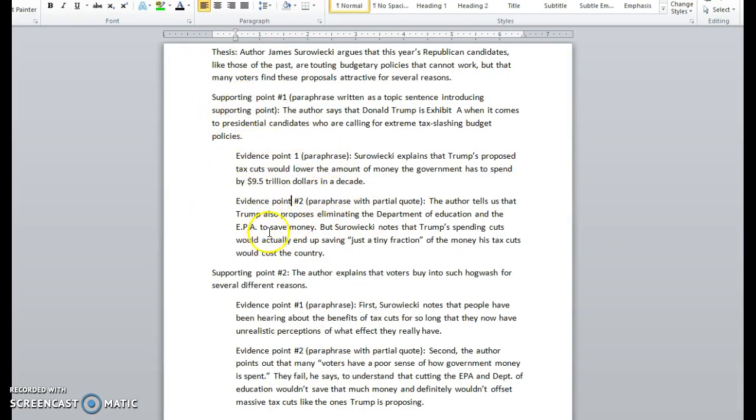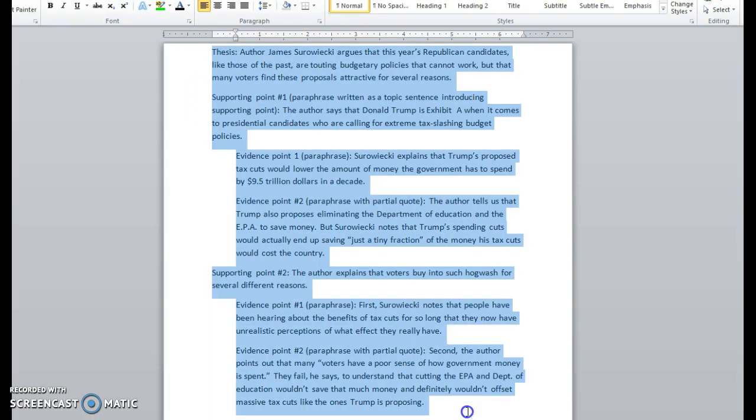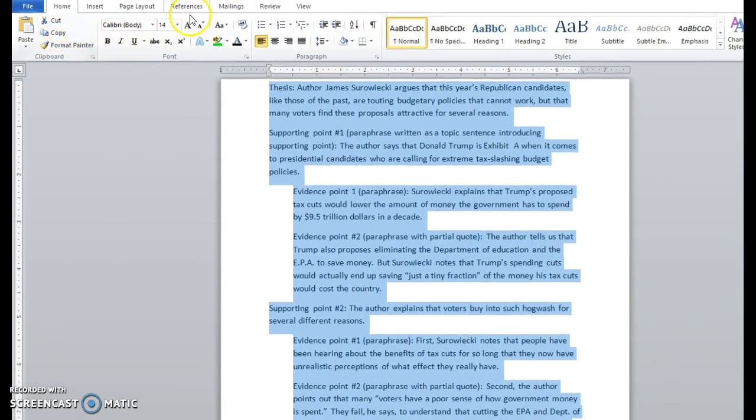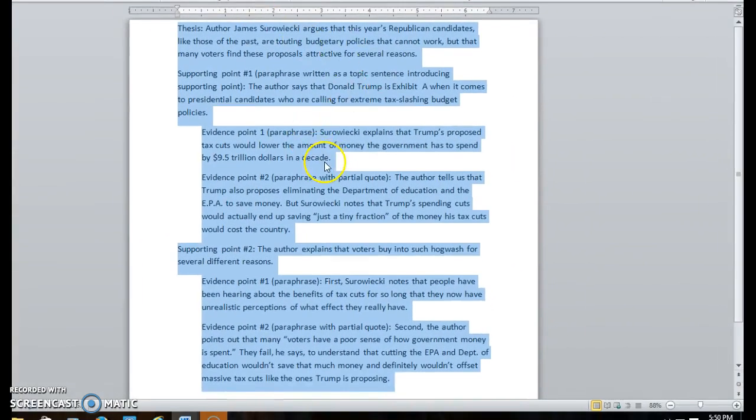Do this as many times as you need to for each supporting point that you have, and then you're going to highlight all of this, and you can just copy it or cut and paste it over into Blackboard, and you will have submitted your assignment.